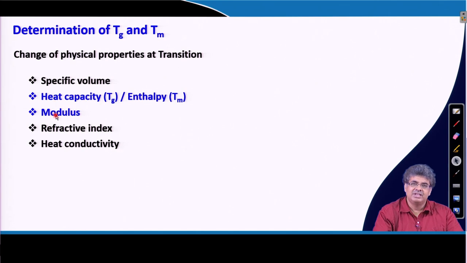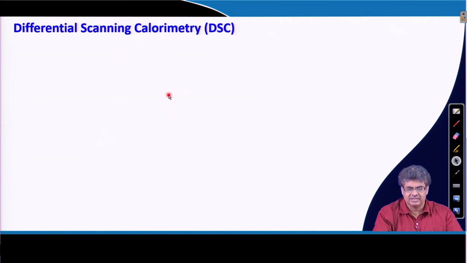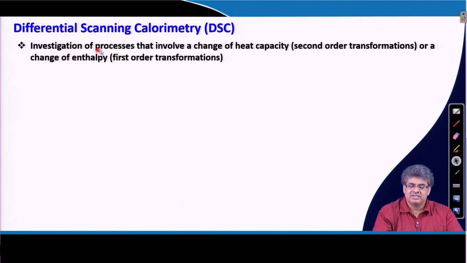But generally, two common methods are used to determine Tg and Tm. One is differential scanning calorimetry, which utilizes the discontinuous changes in either heat capacity or enthalpy with respect to temperature. The other is a temperature dependent mechanical property measurement, where modulus is monitored as a function of temperature to find Tg and Tm. Let me discuss differential scanning calorimetry first in detail, and later I will discuss the mechanical property in a later lecture.